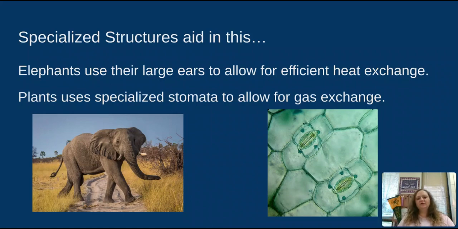And their giant ears are not going to serve more as like a fan to catch the breeze, but instead it actually increases the surface area to allow for heat to dissipate from the animal.